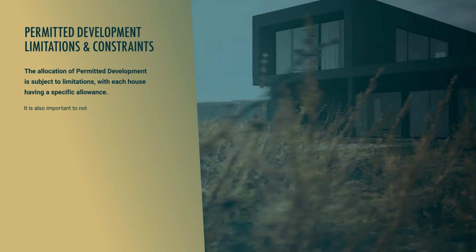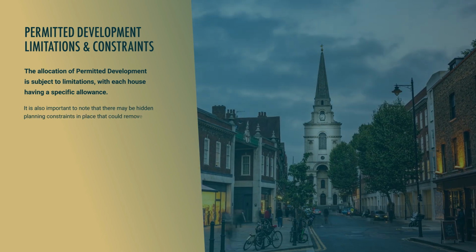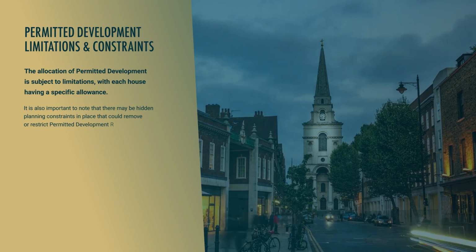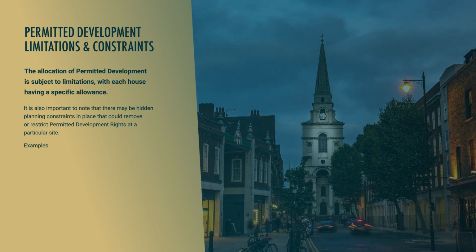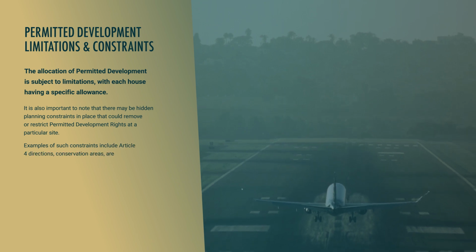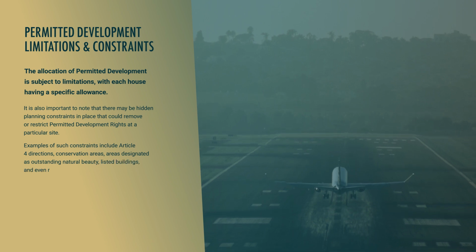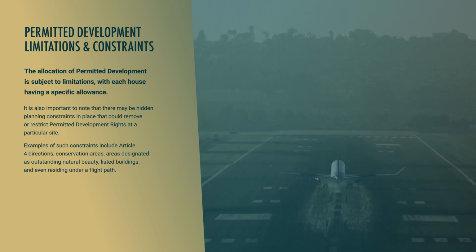It is also important to note that there may be hidden planning constraints in place that could remove or restrict permitted development rights at a particular site. Examples of such constraints include Article 4 directions, conservation areas, areas designated as outstanding natural beauty, listed buildings, and even residing under a flight path.